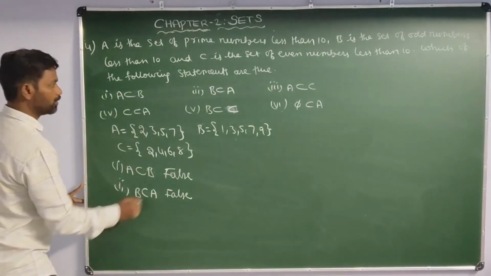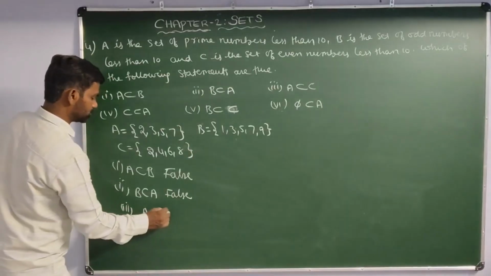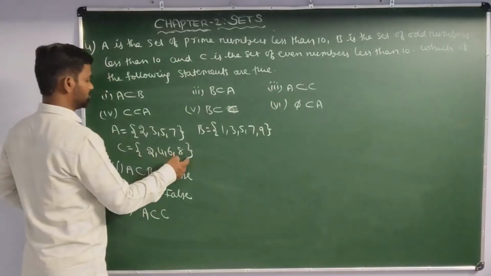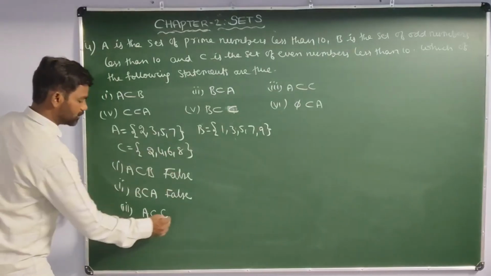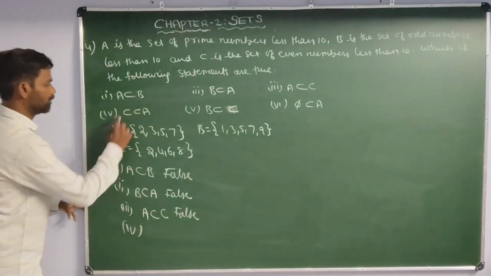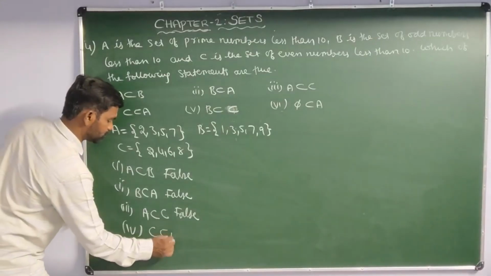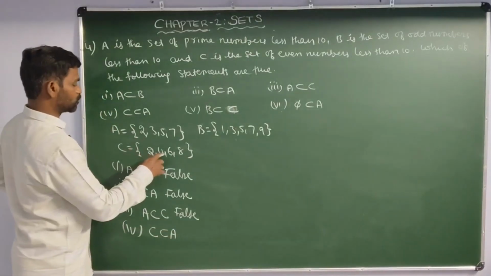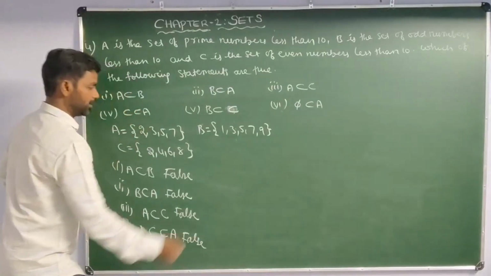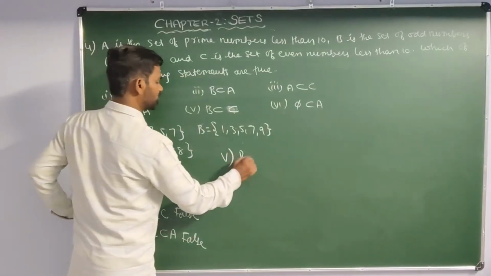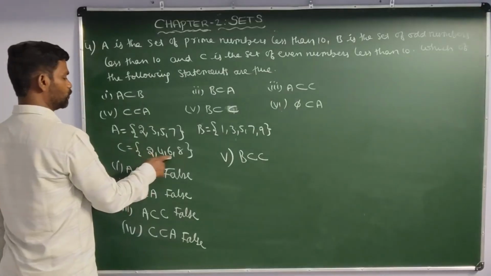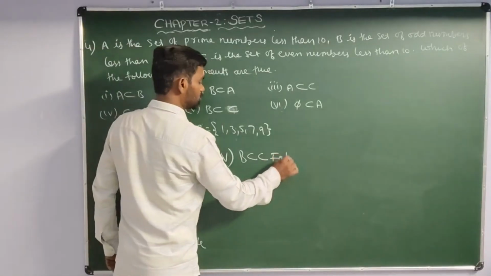Next, third one, A is a subset of C. A elements are 2, 3, 5, 7 and C elements are 2, 4, 6, 8. So 3 and 5 are not there. So it is also false. Next, fourth one, C is a subset of A. C is 2, 4, 6, 8 and A is 2, 3, 5, 7. So it is also false. Next, fifth one, B is a subset of C. B elements 1, 3, 5, 7, 9 and C elements 2, 4, 6, 8. So it is also false. It is not a subset.